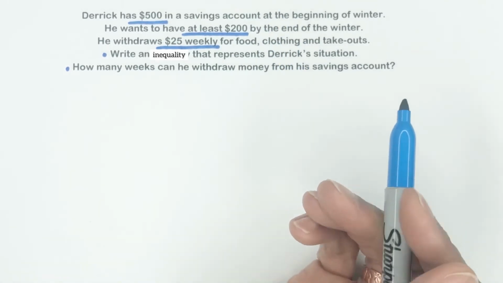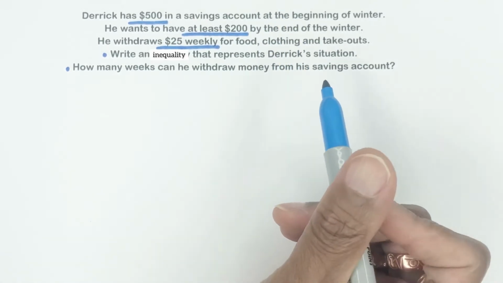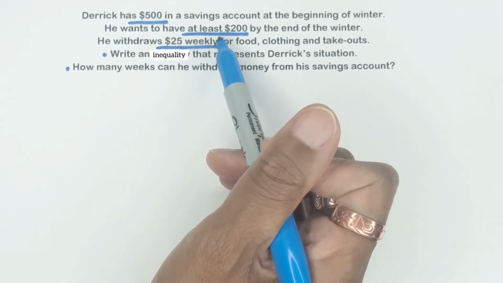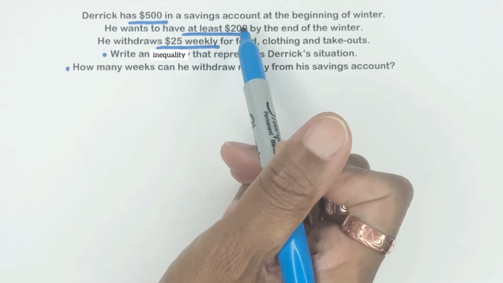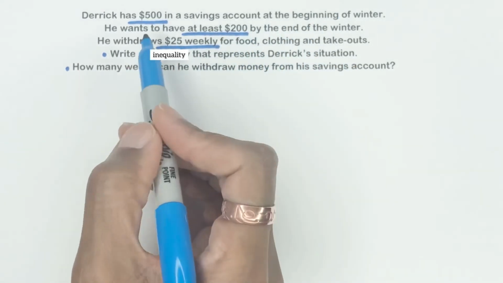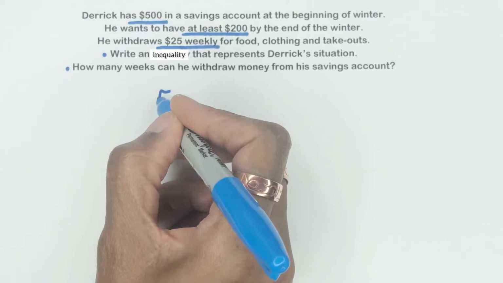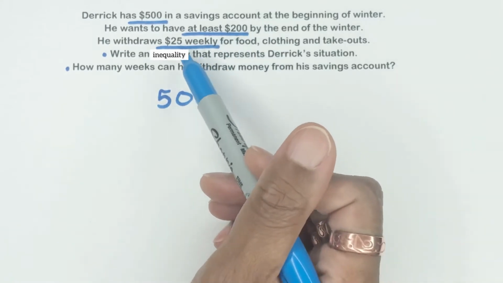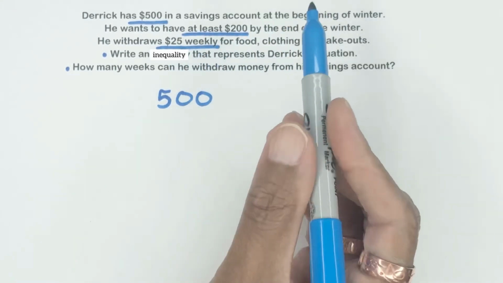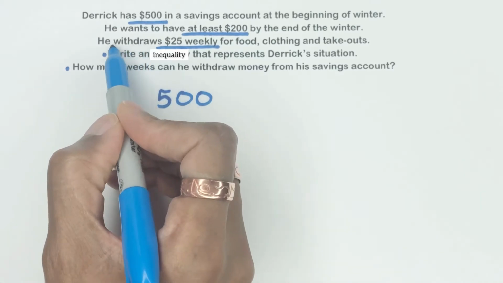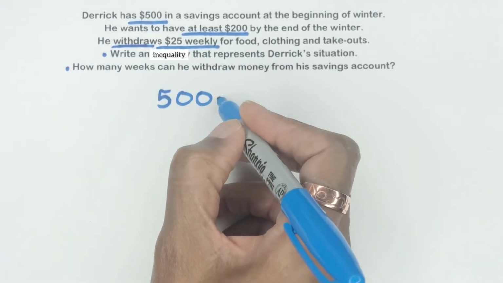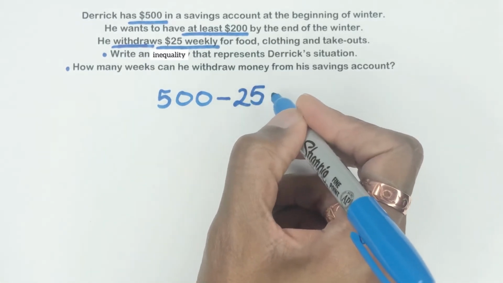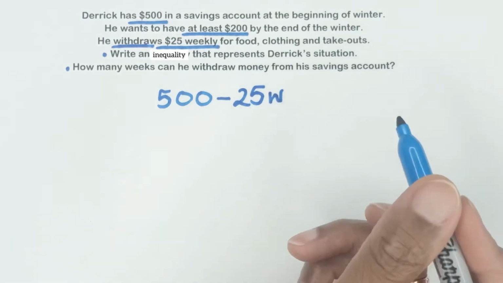Now here, how do you know that this is an inequality question? First of all, it says at least 200. So anytime you hear the language at least, it means it has to be 200 or more, right? So he has 500. Let's start to write it. He has 500 in his savings account, but he has to withdraw $25 weekly. And he's withdrawing, so that should have been underlined, right? He's withdrawing, which is subtract. And that's $25 per week. So that's represented by the variable W.